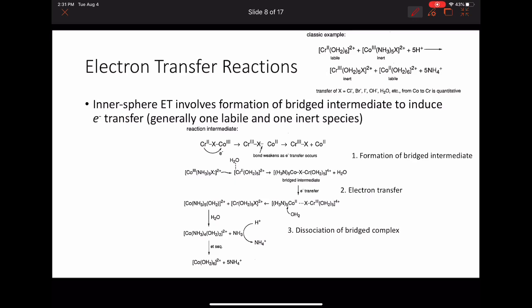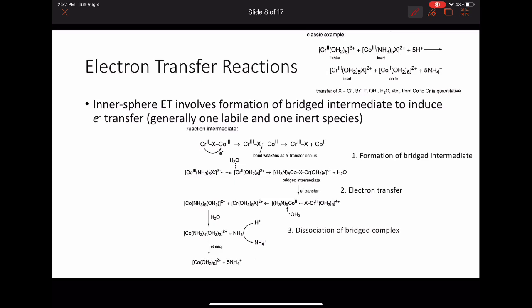So if we look at the step-by-step process involved in this mechanism, our first thing that occurs is that we have a water that leaves our chromium 2 as the X species bridges between the cobalt and chromium. Once we have our bridged intermediate, we can then have the electron transfer process take place. So electron transfer is going to result in a weakening of the cobalt X bond and the reinsertion of water onto our cobalt species now.